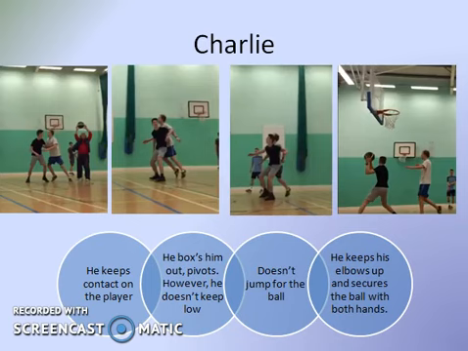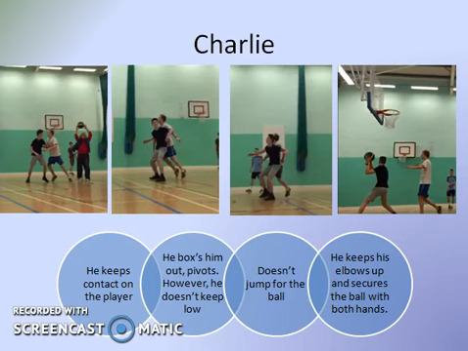Now, comparing it to Charlie's data compared to the perfect model, from the first photo you can see he keeps contact on the player. Second photo, he boxes him out, pivots, however he doesn't keep low, so this could be a problem for him. He doesn't jump for the ball, he keeps his elbows up and secures the ball with both hands. By not jumping for the ball, he's allowing his opponent to go round him and he could steal the ball, or his opponent could jump for the ball and take it from him.